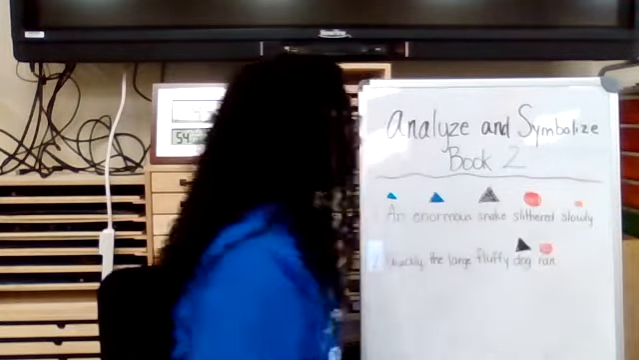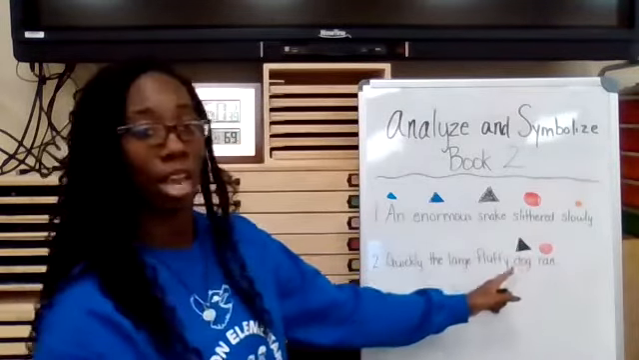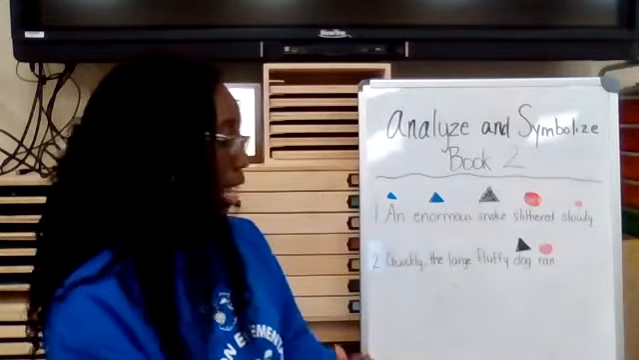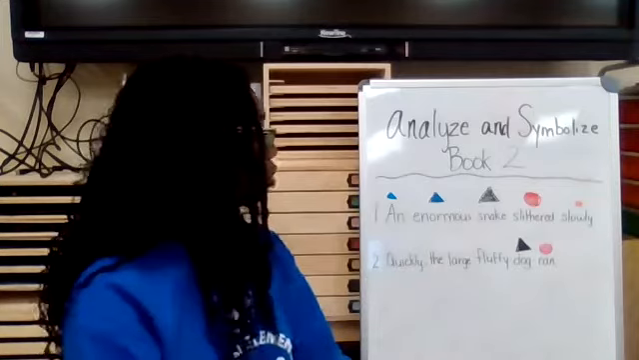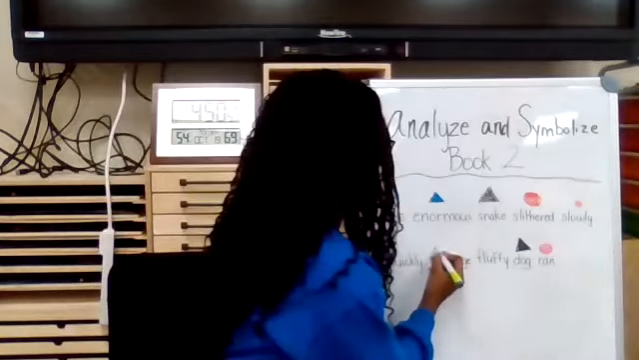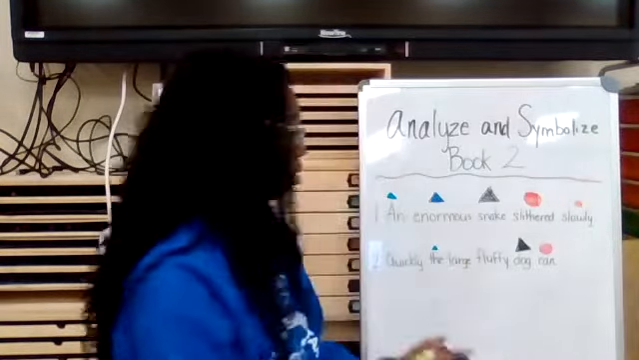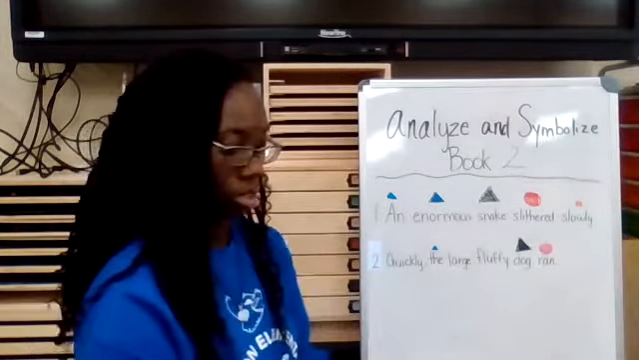And again, I know that my noun family has an article. I know that I have to have an article with my noun family. I may not always have an adjective, but I know I have an article. So I see the is right here. I'm going to put a light blue triangle. The large fluffy dog ran.